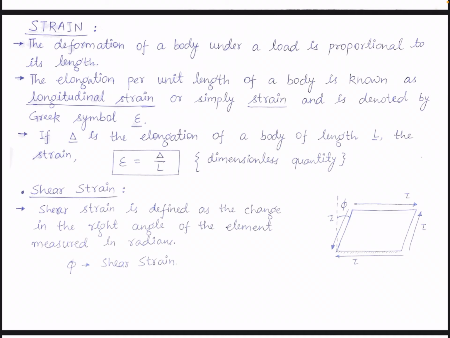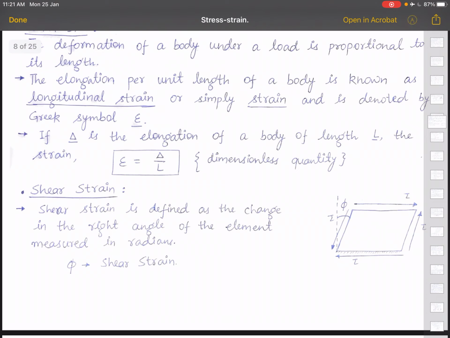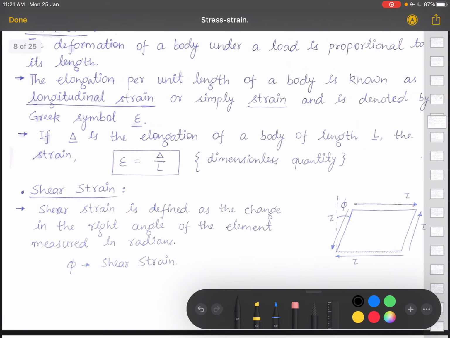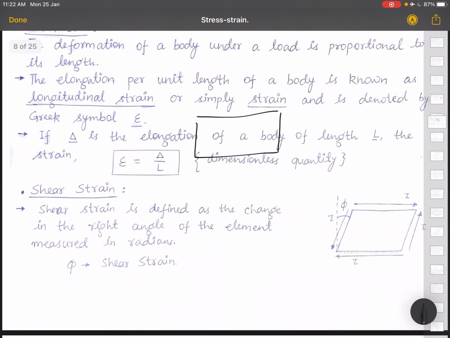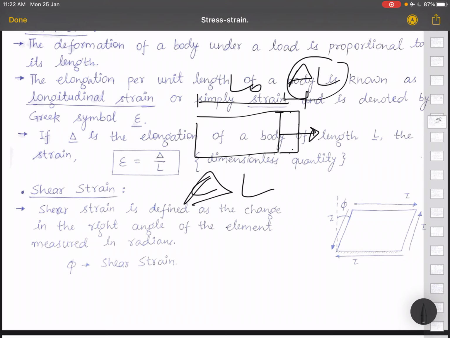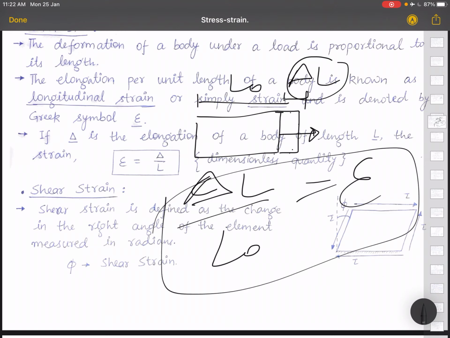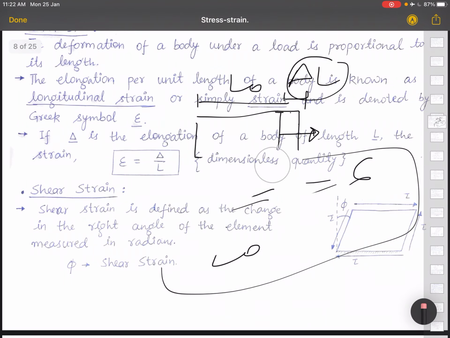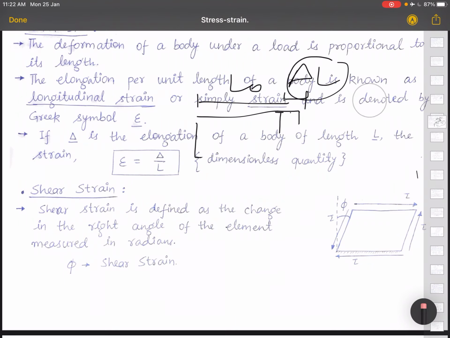If this is some body and we are pulling it, it will go for some extension. So this is your delta L, and this was L naught. The ratio of delta L to the original length is your strain. So it is a dimensionless quantity.